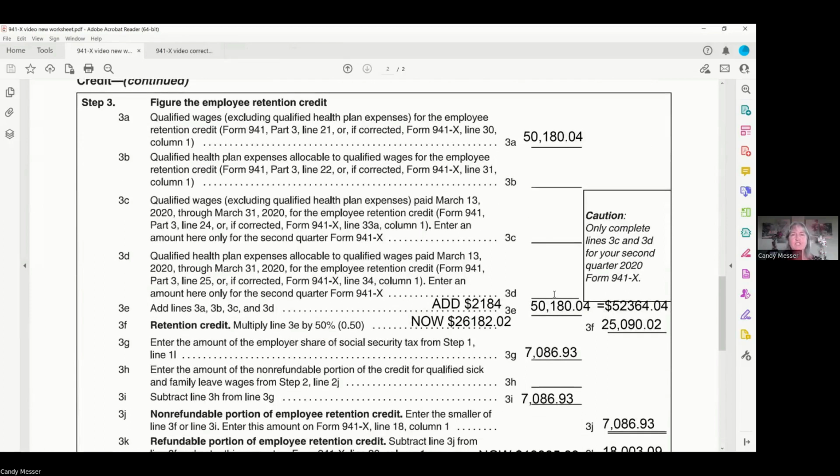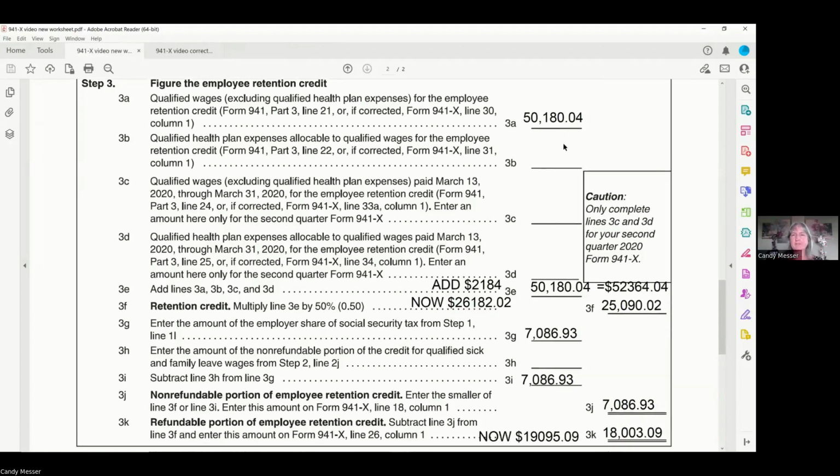In this case, they originally claimed $50,180.04. Again, they had a PPP loan. If anyone else had wages that didn't count, I don't remember in this case if there was an owner that had wages, like an S corporation with the officer, that was on there, or any family. I just wanted to pull an example that had tips.